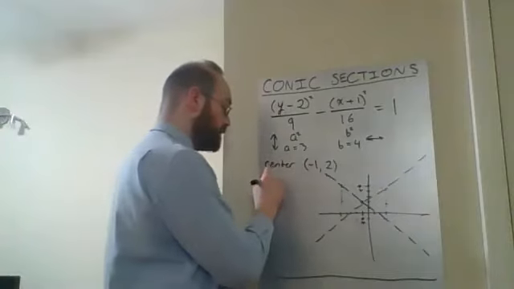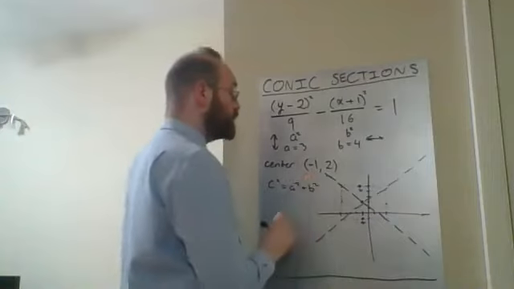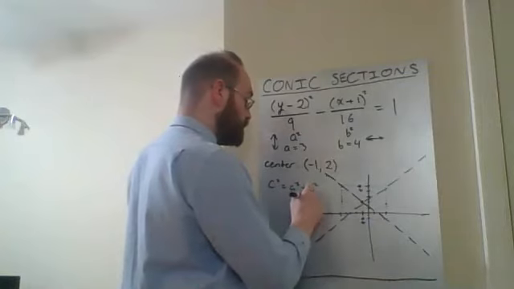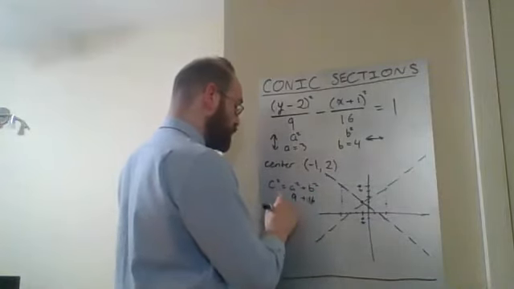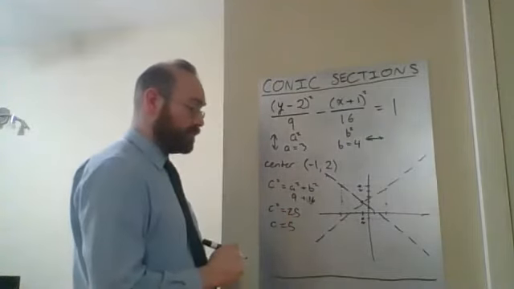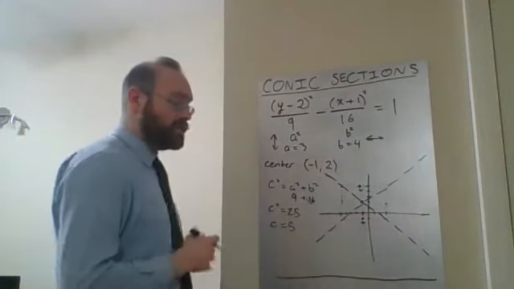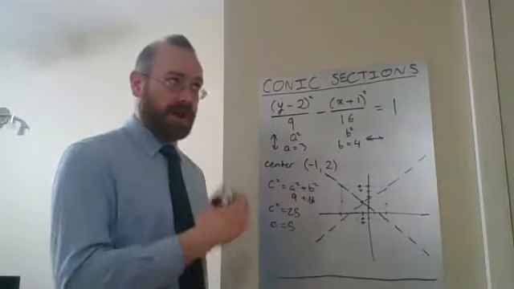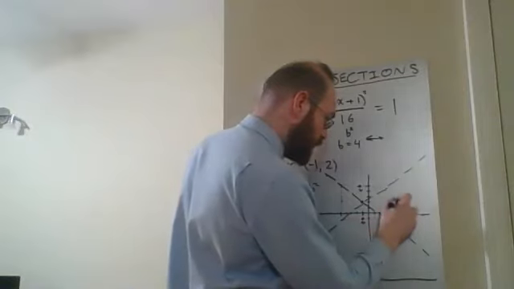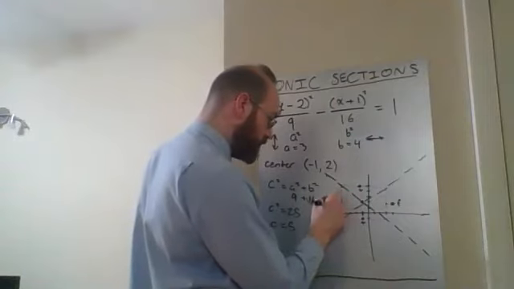So if you recall, focal length c squared is equal to a squared plus b squared. So a squared is 9 plus b squared is 16, which means c squared is 25. So c is 5. So if we start from our center and move 5 points to the right, that would be changing our x value. But anyways, to just plot that, this would be our focus. And then count 5 to the left, this would be our second focus.